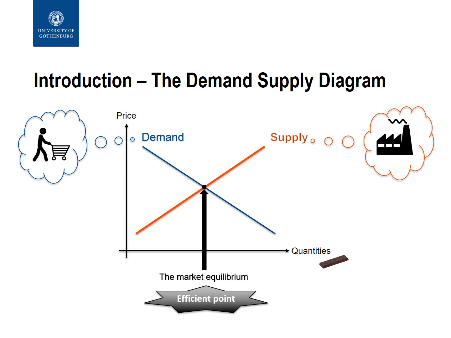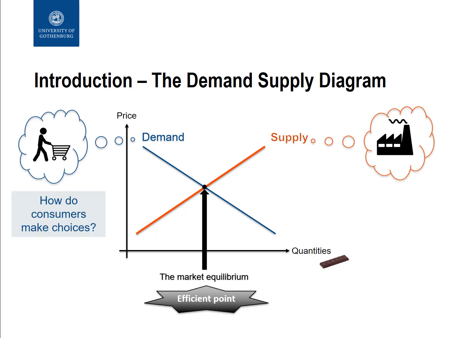Again, this diagram gathers two parts of economic theory. First, deriving the demand curve belongs to consumer theory, and it asks the question, how do consumers make choices? This is about consumer behavior. Second, deriving the supply curve belongs to producer theory, and it asks the question, how do producers make choices? And this is about producer behavior.